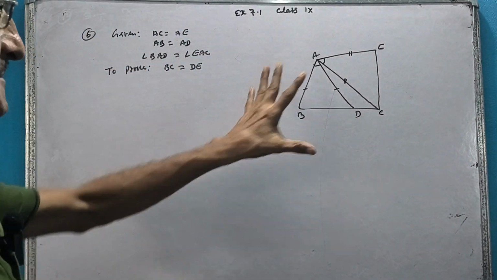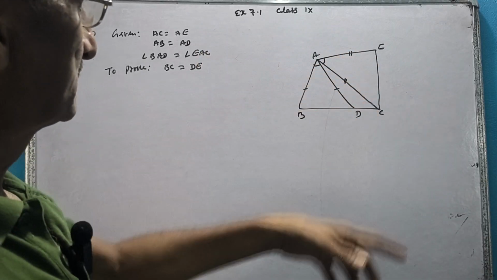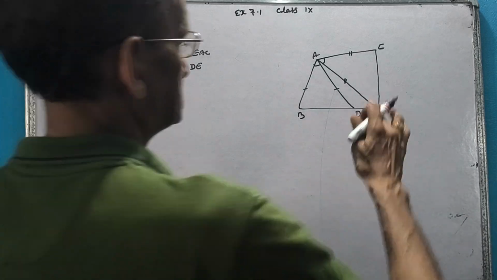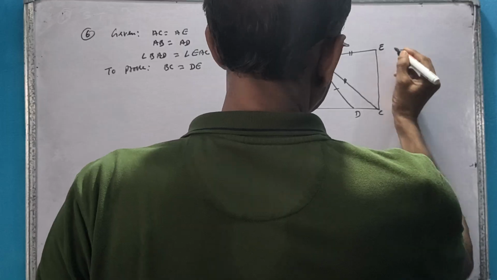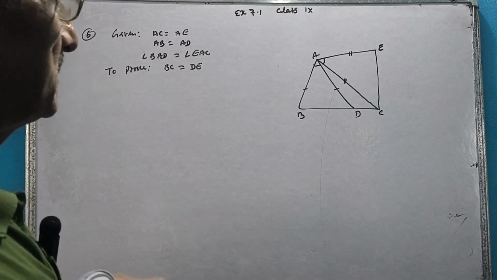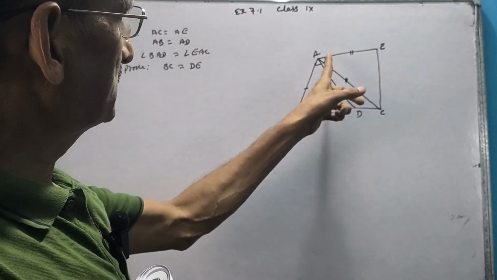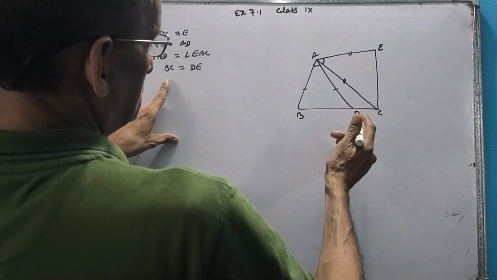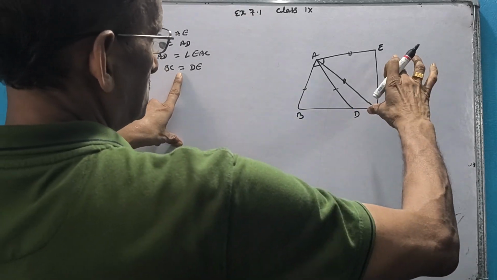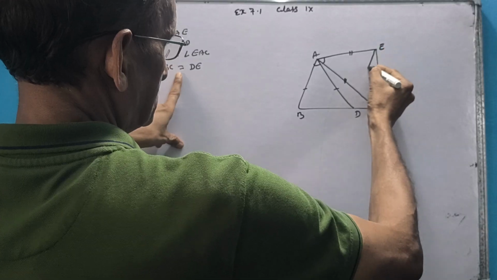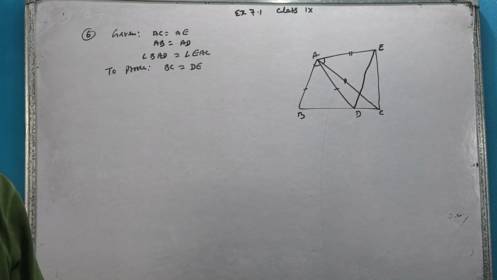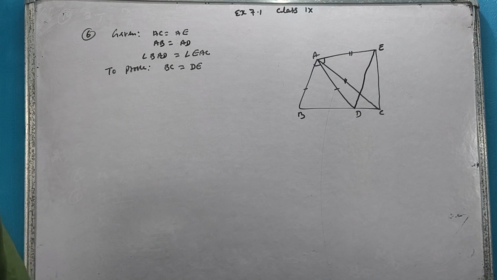In question number 6, a diagram is given where AC equals AE is given. Then AD equal to AB is given. Also angle BAD equal to angle EAC is given. We need to prove BC equal to DE. Join DE.